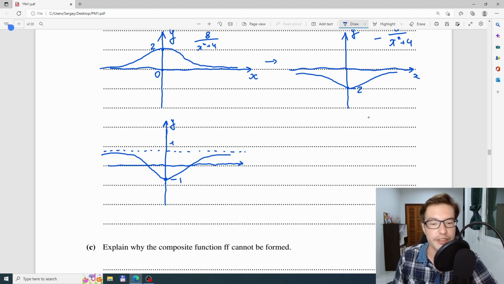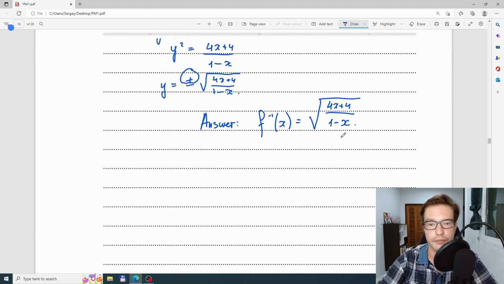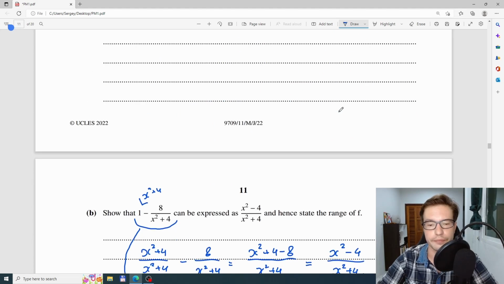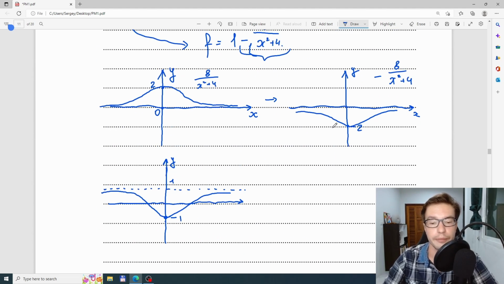Now, here's the tricky part. It's very tempting to say that the range of the function is from minus 1 to 1, but let's have a look at the domain of the function. They tell us that x is bigger than 2. So let's figure out where x equals 2 is.